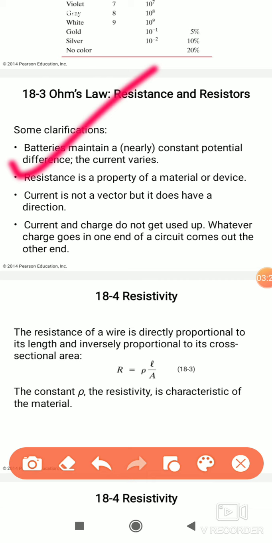maintains a constant potential difference in the circuit. Resistance is the property of the material or device. Current is not a vector quantity. It does have a direction, but it is not a vector quantity. Current and charge do not get used up. Whatever charge goes in one end of the electric circuit.